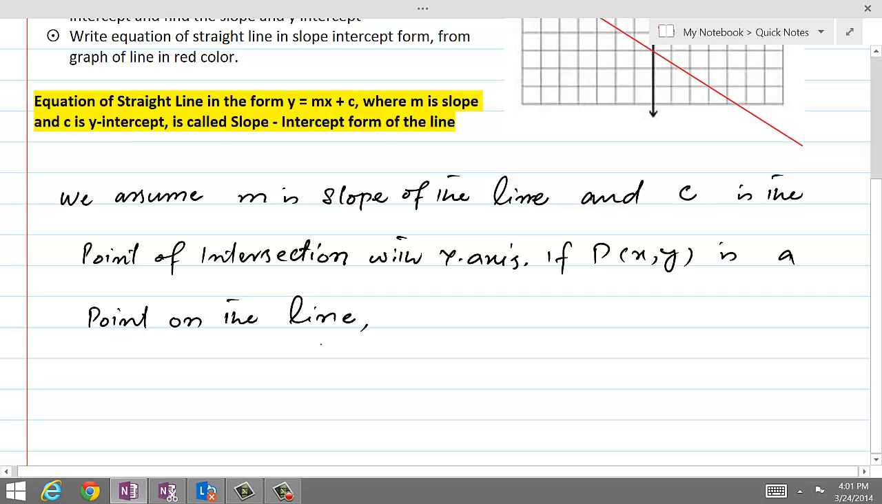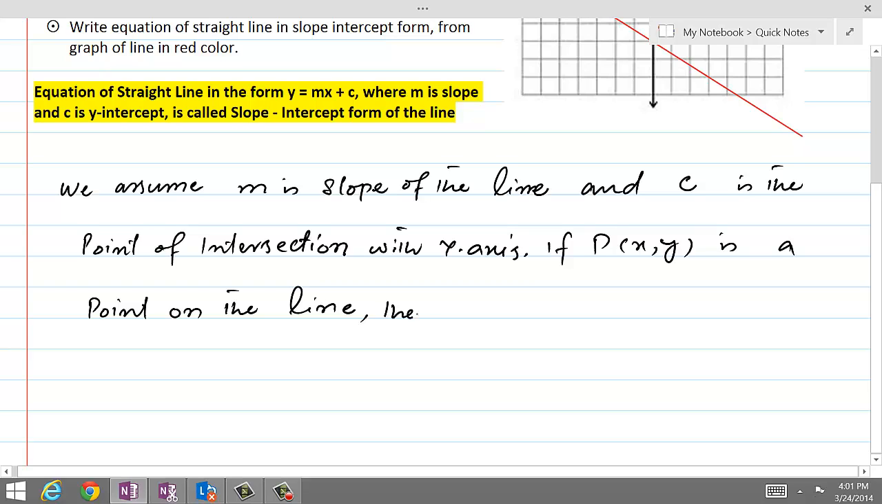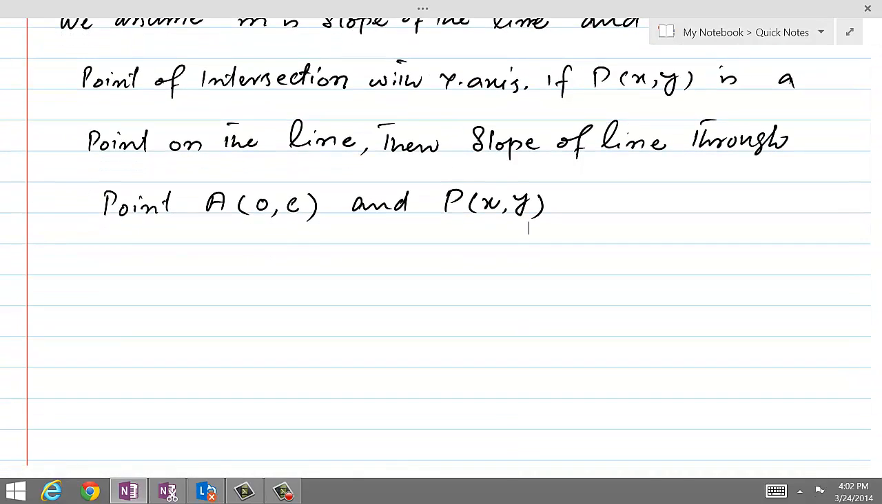then what will be slope of line L through 2 points A and P? Then slope of line through point A, which is point of intersection with y-axis and has coordinates 0, c. And we have assumed another point P x y, which of course is a variable point. So if we know 2 points on this line, we obviously can find out slope of the line.